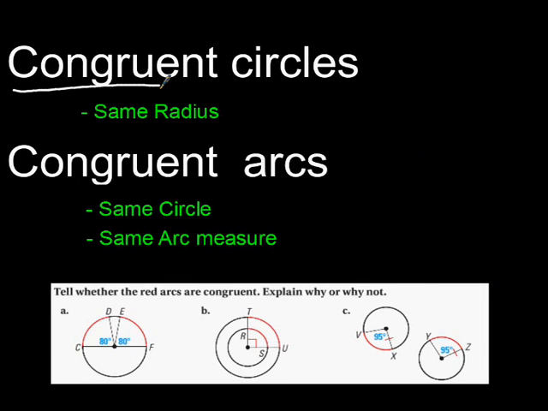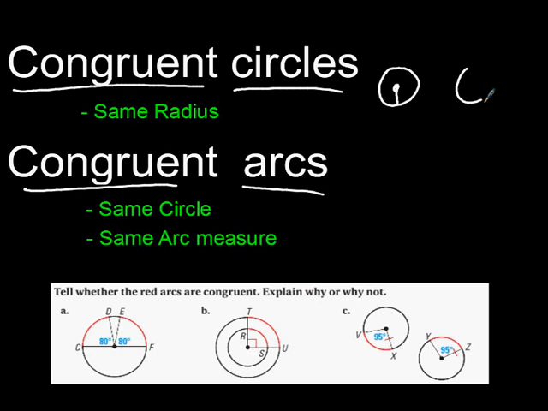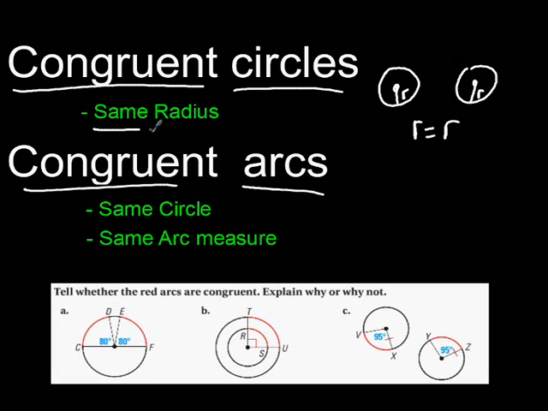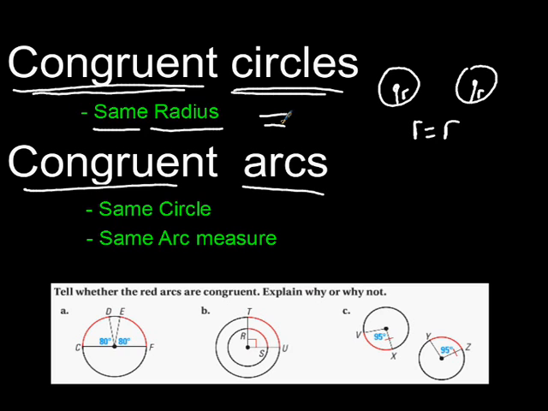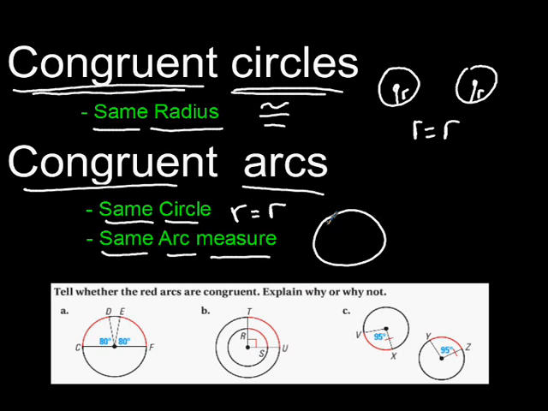Let's define congruent circles and congruent arcs. If two circles are congruent, then they're going to have the same radius, right? Because that defines a circle. So R and R would equal R. If we had the same radius, we would have congruent circles. What about congruent arcs? Well, they need to be in the same circle, so R must equal R. And they also need to have the same arc measure. The arc measure, don't forget, is between here and here. It would be the central angle. They also need to have the same one.